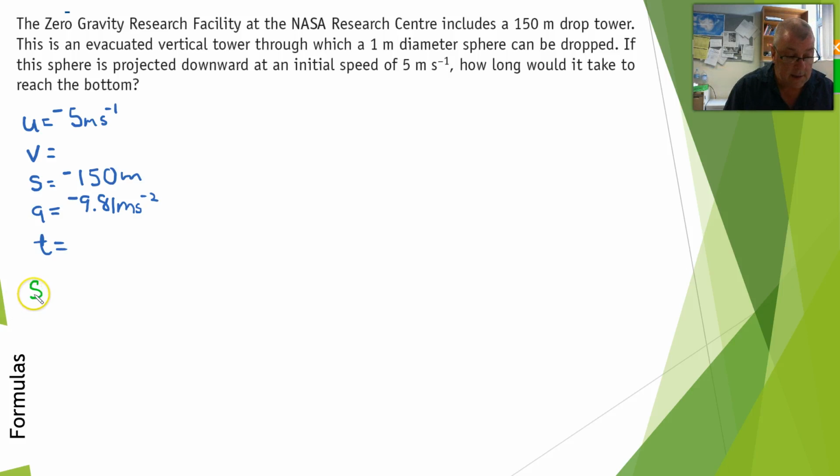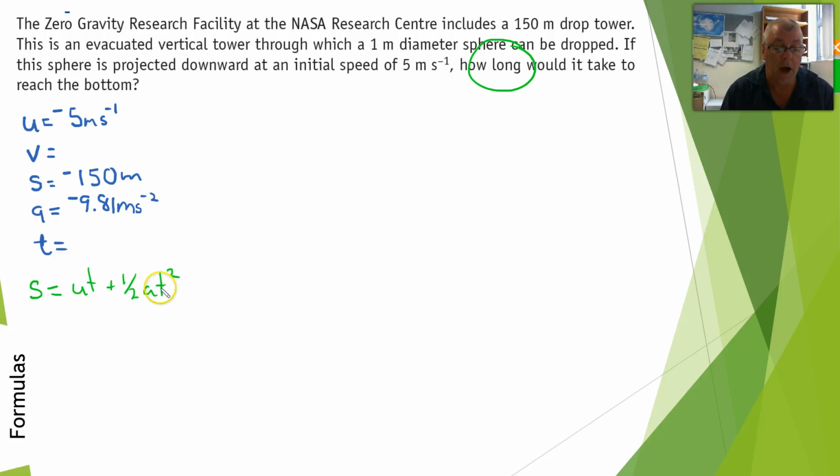Now using these three, you might be tempted to use S equals ut plus half at squared. Now the problem with this though is that because you're actually asked for the time, you will end up with two t's. Now for those of you who do the more advanced maths, you may be able to attempt to either factorize it or use the quadratic equation.